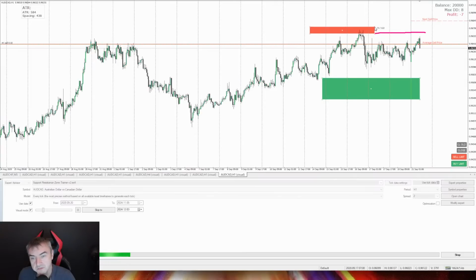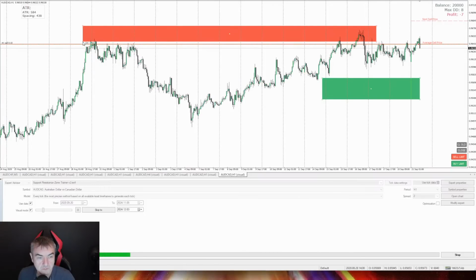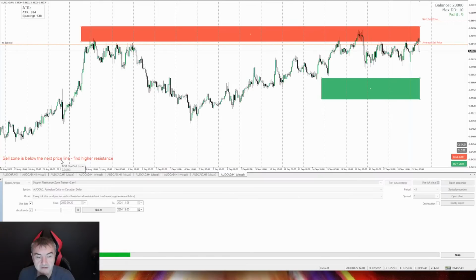In the real world, what you would do is say, I think we're going to bounce off of this area here. You wouldn't have a box that big on it, but it only takes that line into account. So the idea is you've got a zone here, look. These highs here, this high here, this high there, somewhere in that zone, I reckon we'll get a bounce out. It's actually bouncing there, look, but it's too close. So the sell zone is below the next price line, which is basically stating the obvious. The sell zone is below the next price line. Please find a higher level, Mr. EA. Find higher resistance. So it's saying move your box up.